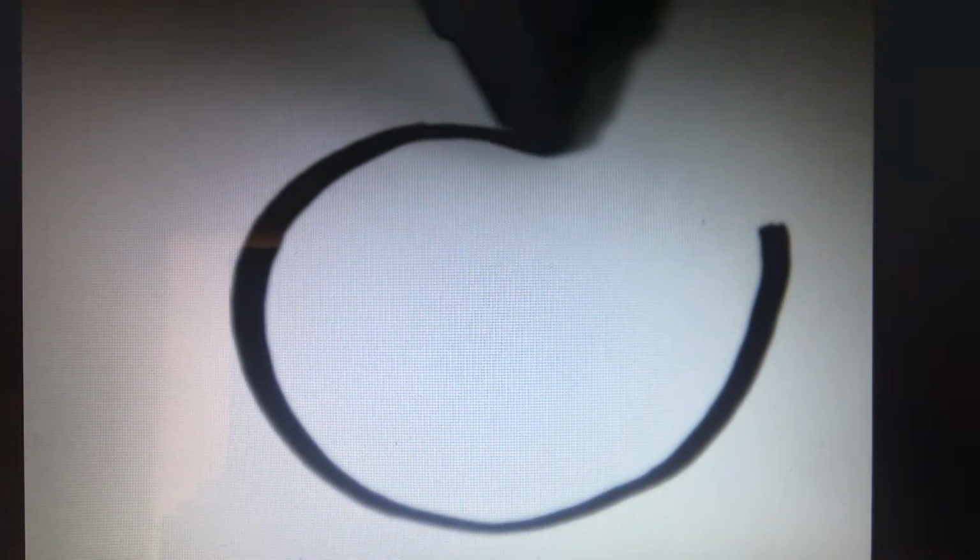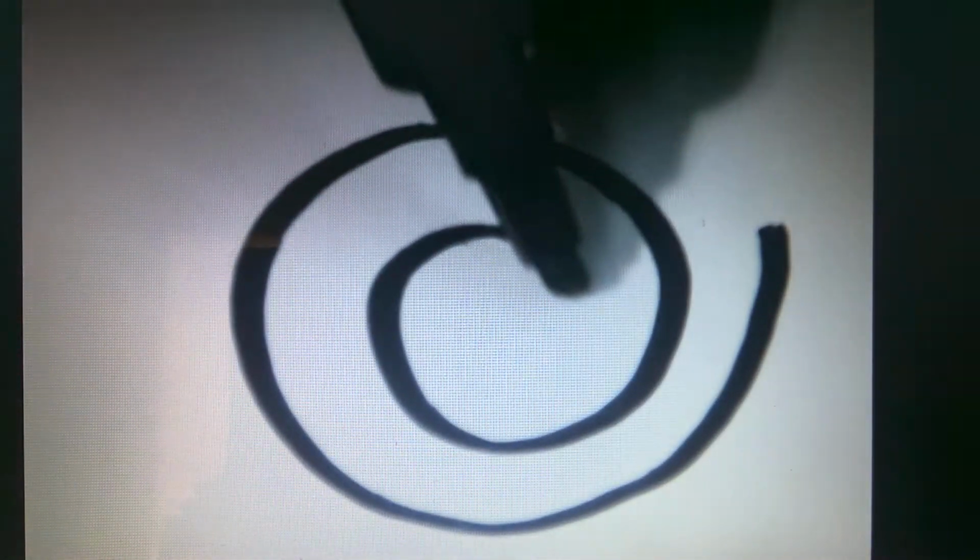Okay, how about this one? This line is a curved line. Curved, still curved. Hey, it's a spiral. Now see what happens when lines meet and cross in this crayon resist.